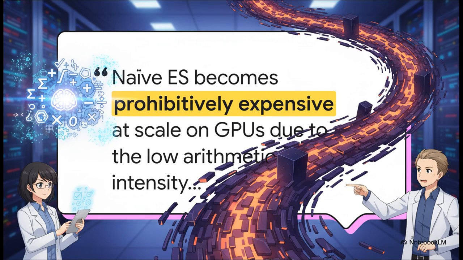The problem is something called low arithmetic intensity. Fancy term, but it basically means your system is spending all its time moving data around instead of actually doing the math. Your super powerful GPUs are just sitting there, twiddling their thumbs, waiting for the next truckload of data to arrive. The data shuffling completely overwhelms the actual work.